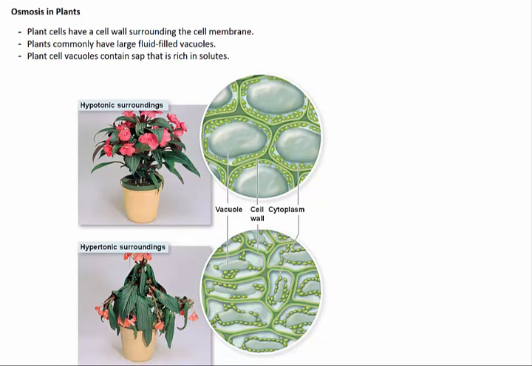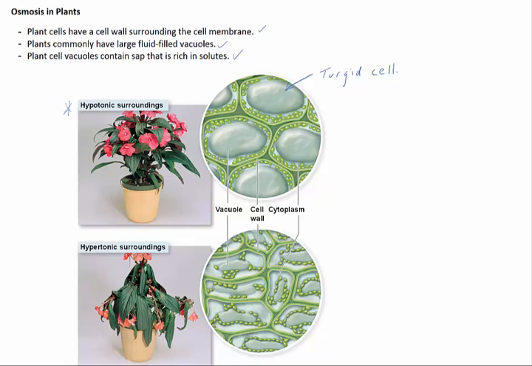Unlike animal cells, plant cells have a cell wall surrounding the cell membrane. In addition, plants commonly have large fluid-filled vacuoles. Plant cell vacuoles contain sap that is rich in solutes. When a hypotonic solution surrounds the cell, water molecules diffuse by osmosis, firstly into the cytoplasm and then into the vacuole. The vacuole swells, pushing the cytoplasm and plasma membrane against the cell wall. The tough cell wall prevents the cell from bursting. If the cell wall stretches as much as possible, no more water can enter, and the cell is said to be turgid.